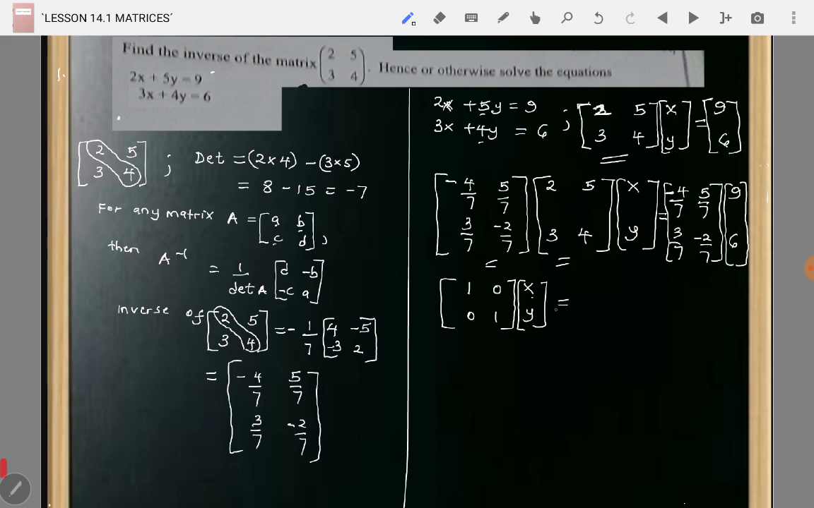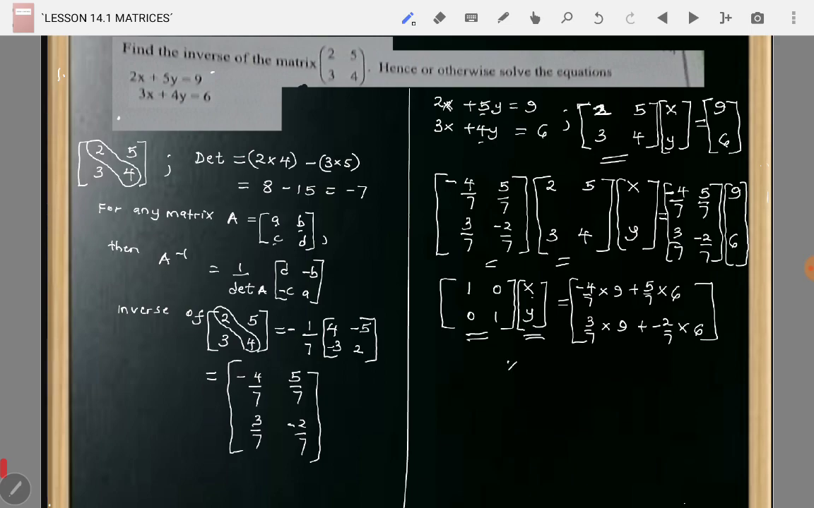For the other side, we are going to multiply each term. So that means we are going to have 4 over 7 times 9 plus negative 5 over 7 times 6. Then the lower one for y will be negative 3 over 7 times 9 plus 2 over 7 times 6. Identity matrix times a matrix is equal to the same matrix, because the identity matrix is equal to 1. It maps the matrix at the same point.